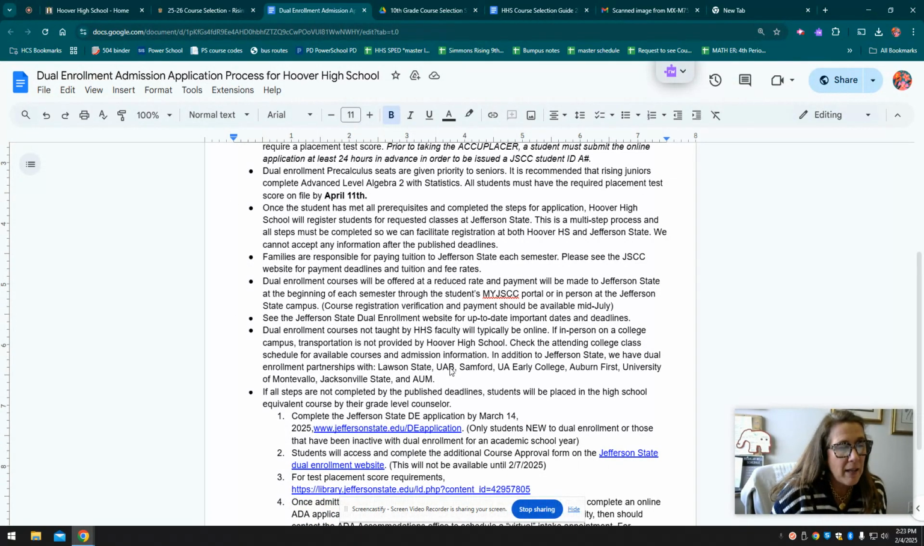Please read over every single thing about this. Number 1 says complete the dual enrollment application by March 14th, and number 2 says students will access and complete the additional course approval form that will be on the Jefferson State Dual Enrollment website, but it's not going to be available until February the 7th. So students will need to go back and make sure they complete that paperwork. And again, History 201 counts for 10th grade history classes, and History 202 counts for 11th grade history. Those are also two courses that would give college credit, 3 credits of college credit for each class.